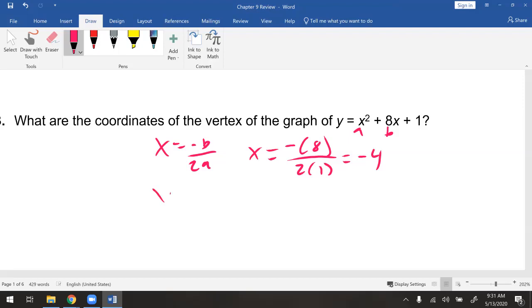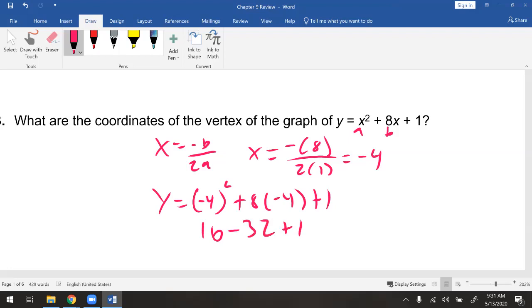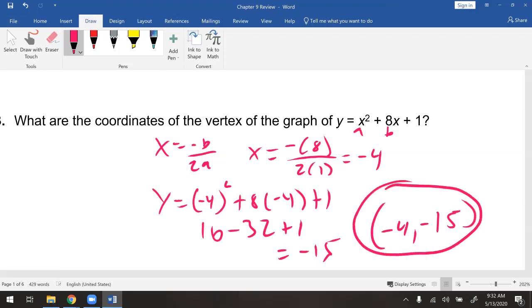Then to find the y value of the vertex, we plug in negative 4 for the x's. So negative 4 squared plus 8 times negative 4 plus 1. We get 16 minus 32 plus 1, which equals negative 15. So the vertex, when x is negative 4, the y value is negative 15. It is not hard at all. You just plug in numbers.